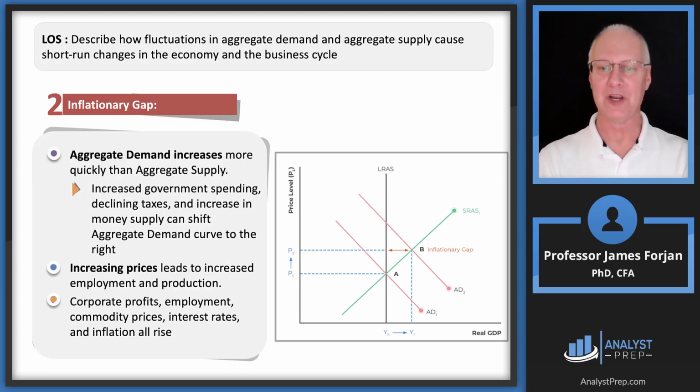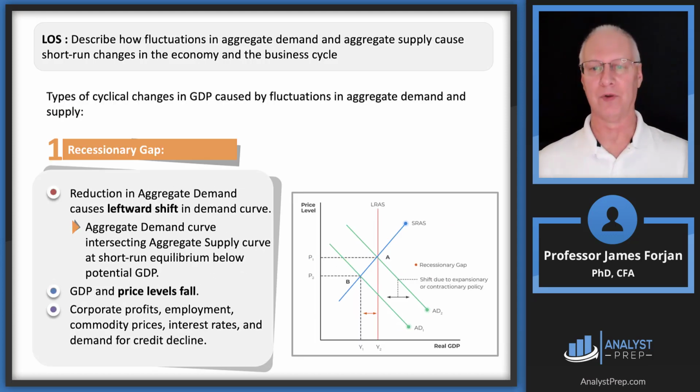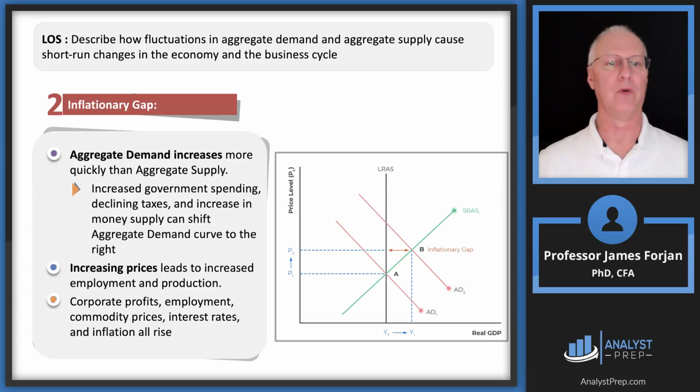Here, the inflationary gap is the difference between the long run aggregate supply curve and that new productivity, which is what, Y1. So think of that gap, inflationary gap or recessionary gap, as the difference between the long run and the short run.